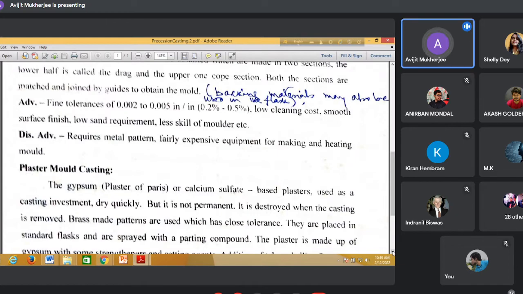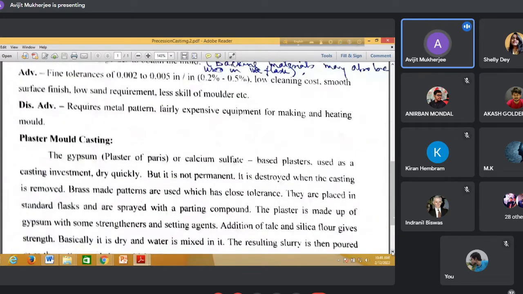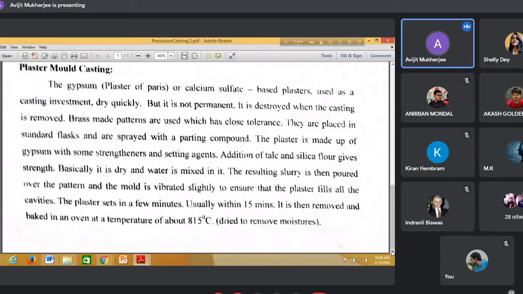Now, how is it produced? All these metallic patterns are covered with gypsum-based plaster of Paris. Sometimes talc or silica flour is added. Talc as an additive. We had mentioned about additive. So sometimes you may add talc or silica flour that will provide strength. Okay.